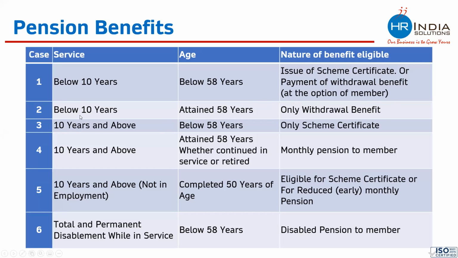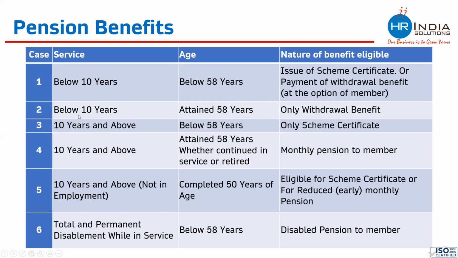So there is no option when the person will become eligible for the pension, right? Because he has attained the age of 58 years but his service is below 10 years, and further he cannot contribute also in the pension fund, so he can only withdraw that pension amount. Now the next one is if the service is 10 years and above but his age is below 58 years.